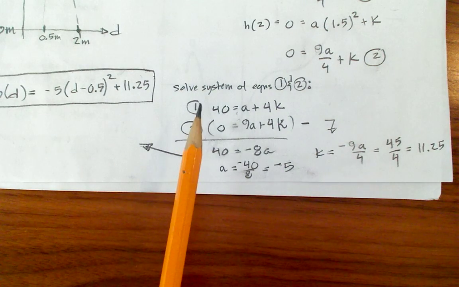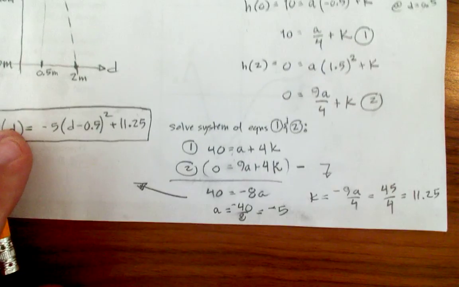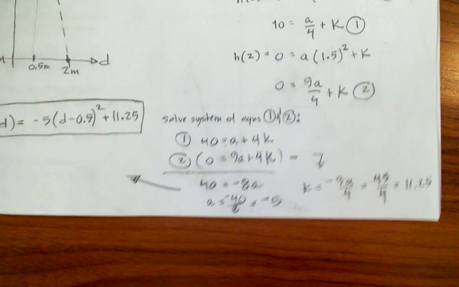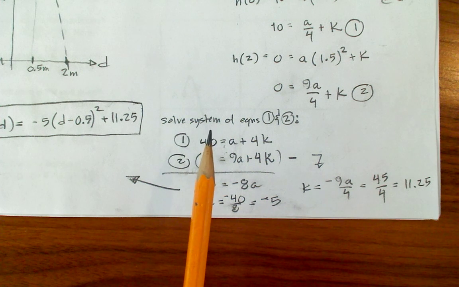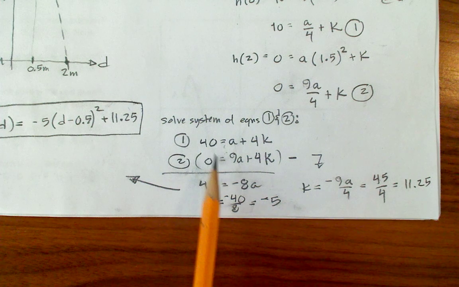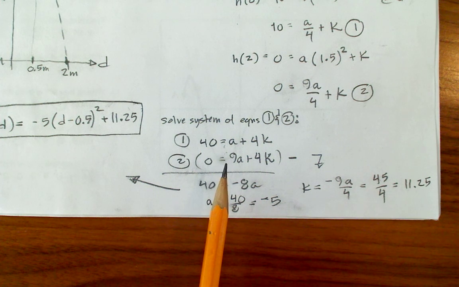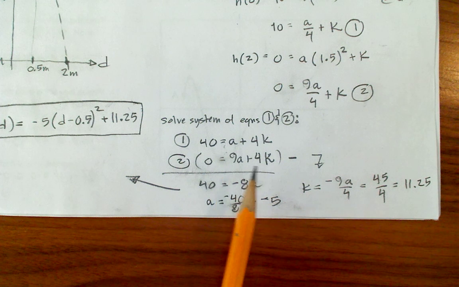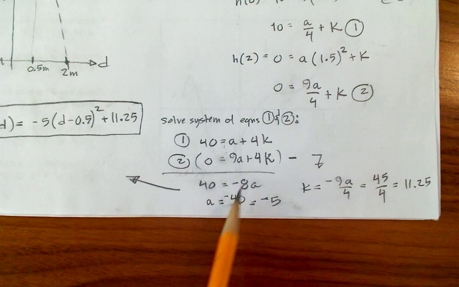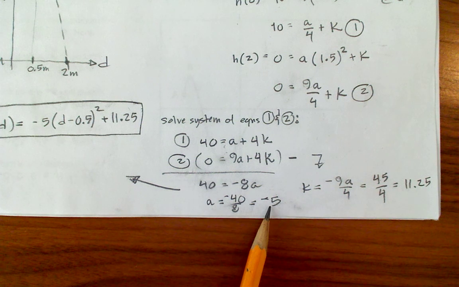And I did this by first of all just multiplying the first equation by 4 to get rid of the fraction, and I multiplied my second equation by 4 to get rid of the fraction. And that's nice. I can solve this with elimination pretty simply by subtracting one equation from the other. And I end up coming up with a equal to -5.